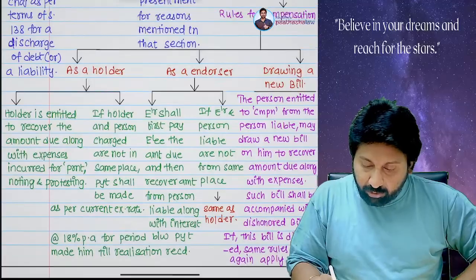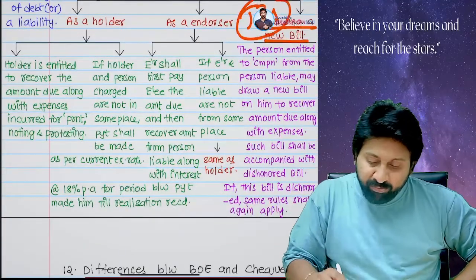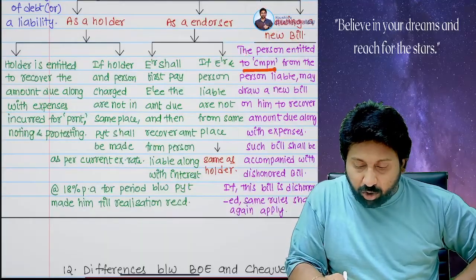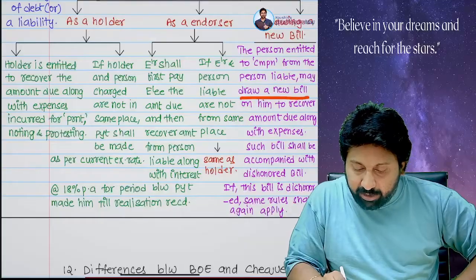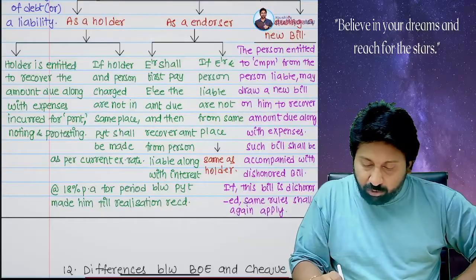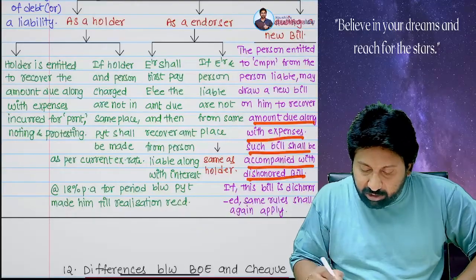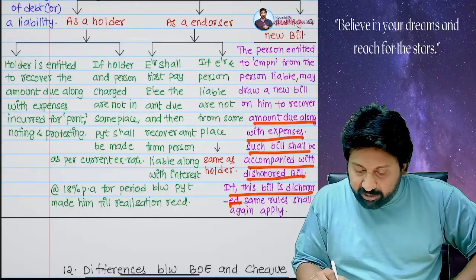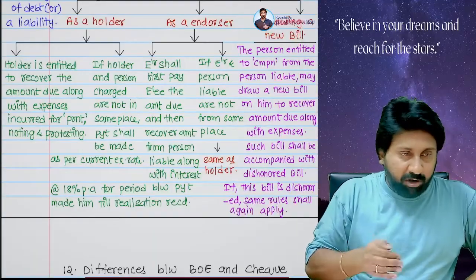Next, drawing a new bill. Important point again. The person entitled to compensation from the person liable may draw a new bill on him to recover the amount due along with expenses. Such a bill shall be accompanied with the dishonored bill. If this bill is dishonored, the same rule shall again apply. Means you have to pay me the amount.